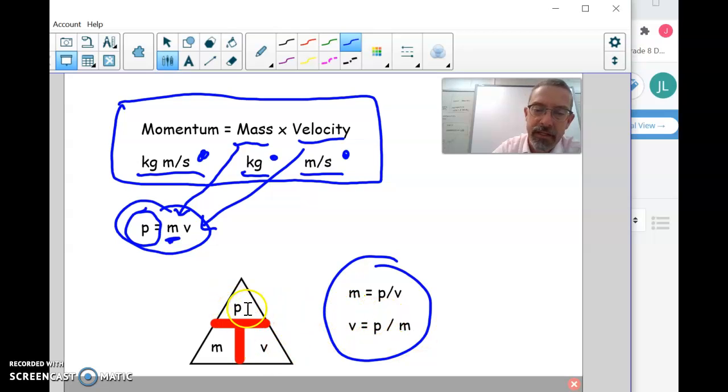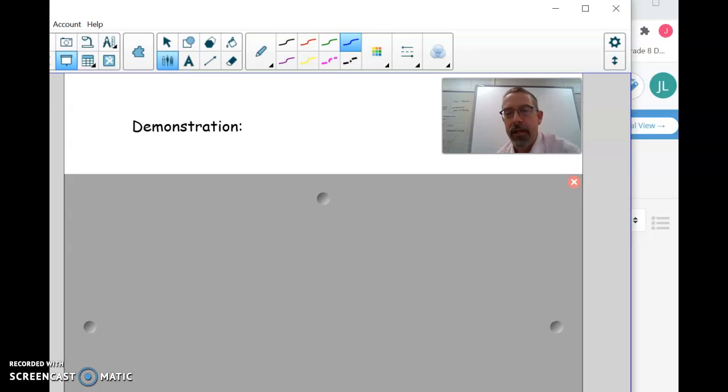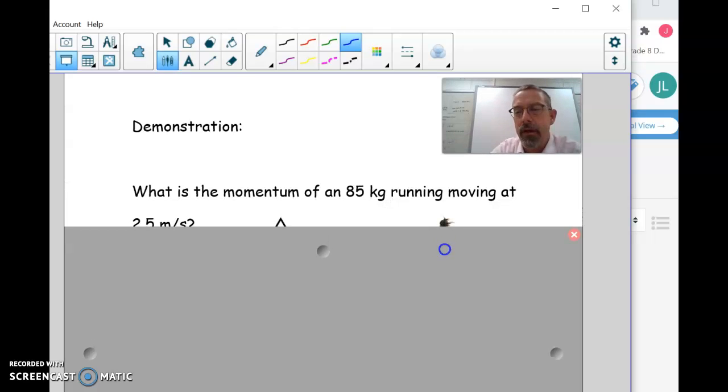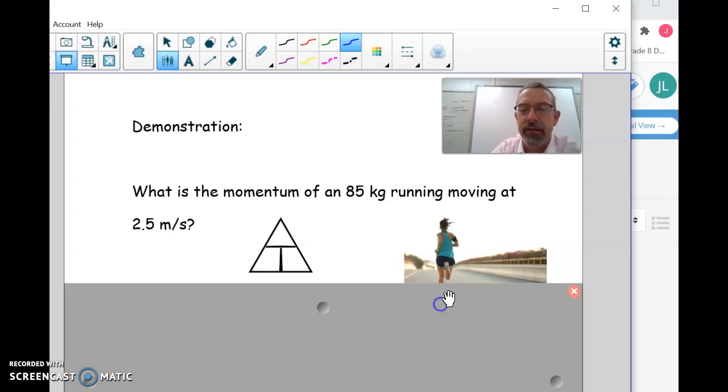If I want my velocity, it's momentum divided by mass. It's pretty easy. So, let's look at how you'd solve a problem with this. And every time we have a word problem, guys, you've got to imagine life is a word problem. Life is just taking situations and figuring things out.